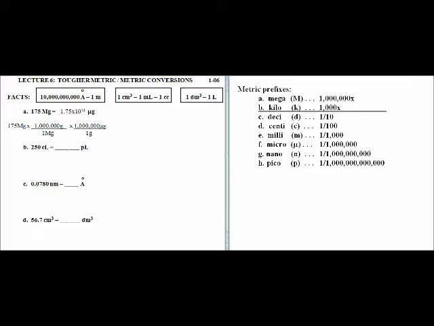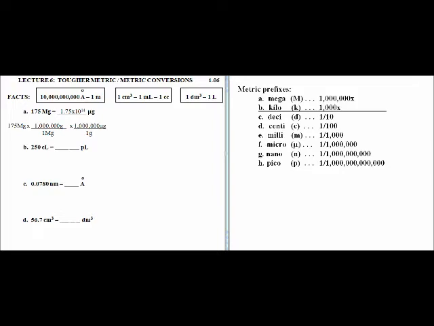175 megagrams is equal to 1.75 times 10 to the 14th micrograms. You'll see that because we started with 3 significant figures, our answer also has 3 significant figures. Our second problem is 250 centiliters converted to picoliters.